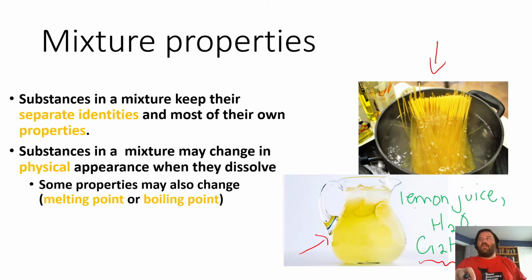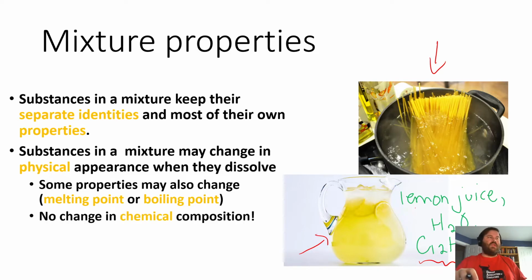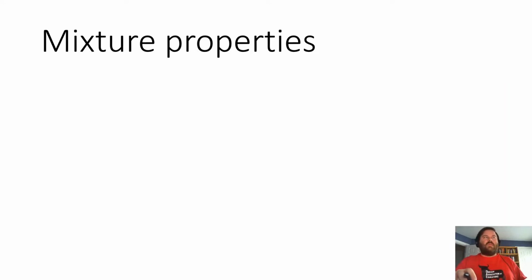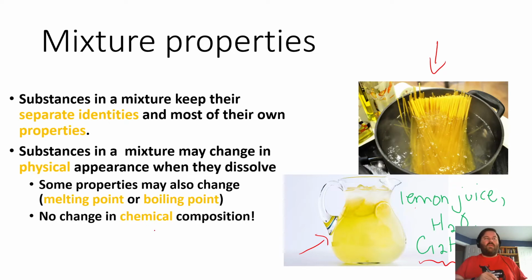Some properties can also change, such as melting point or boiling point. For example, if you take water, add a bunch of salt, and then try to boil it, it'll boil at a higher temperature. This also applies to the melting point. That's why people put salt on the roads when it snows. It helps it melt at a lower temperature. But it does not change the chemical composition. So, chemical composition in your notes there.